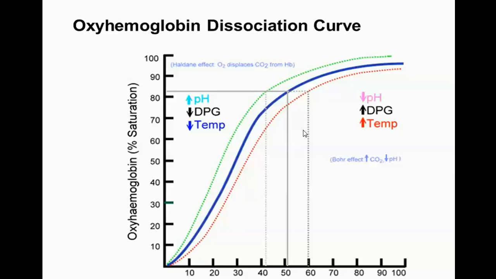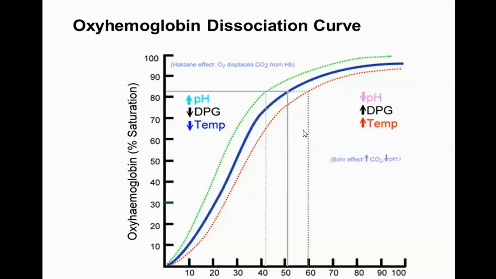Is it clear? So this process, what makes it shift to the left and what makes it shift to the right? What makes it shift to the left? Everything decreases. Decrease in temperature, decrease in DPG, decrease in hydrogen, which means increase in pH. Decrease in CO2. All of this occurs at the lung, okay?